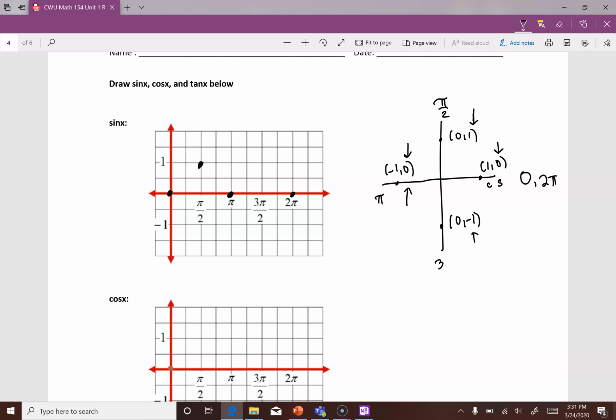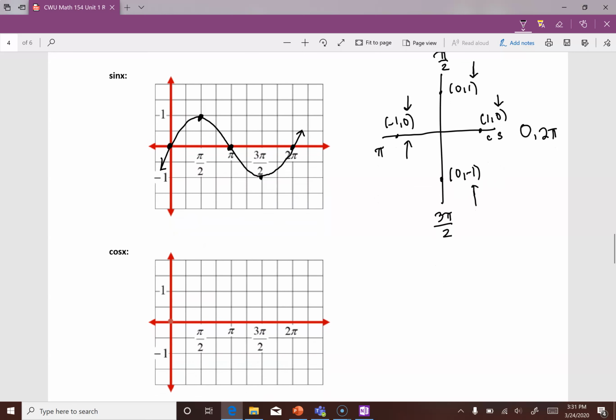And then here's our 3 pi over 2. So a sine of 3 pi over 2 is right here, -1. We can go ahead and graph that. Make sure you curve it and don't make it a V. Put arrows on it because sine does continue past what we have graphed right there.